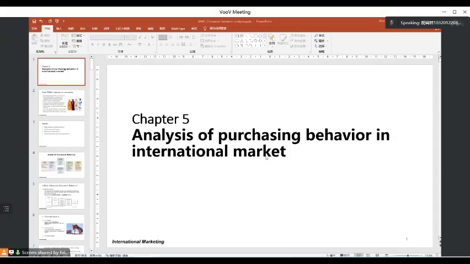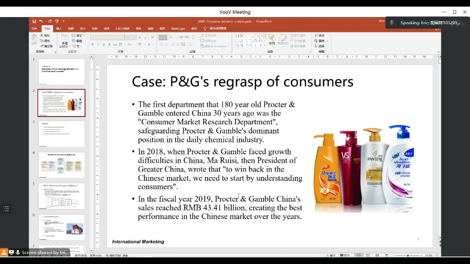Okay, so this chapter is about consumer behavior analysis. So when we begin, let's talk about this case, about Procter and Gamble. We know this is a very famous multinational company. It has a very good reputation in fast moving consumer goods. And we know that it is successful.